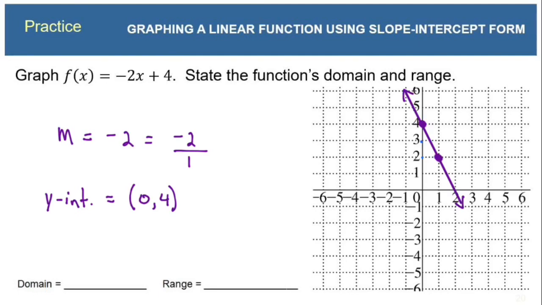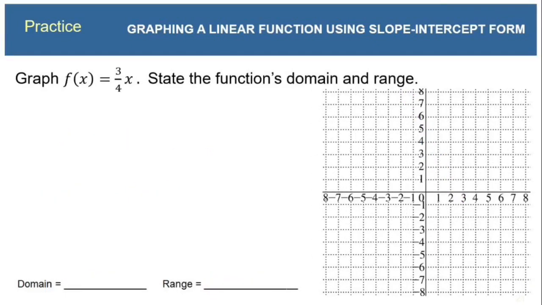And again, you can see why every time you have a line that's not a horizontal or vertical line, the domain is always going to be -infinity to +infinity because the line extends forever to the left and forever to the right. And the range is always going to be -infinity to +infinity because the line extends forever downward and forever upward.